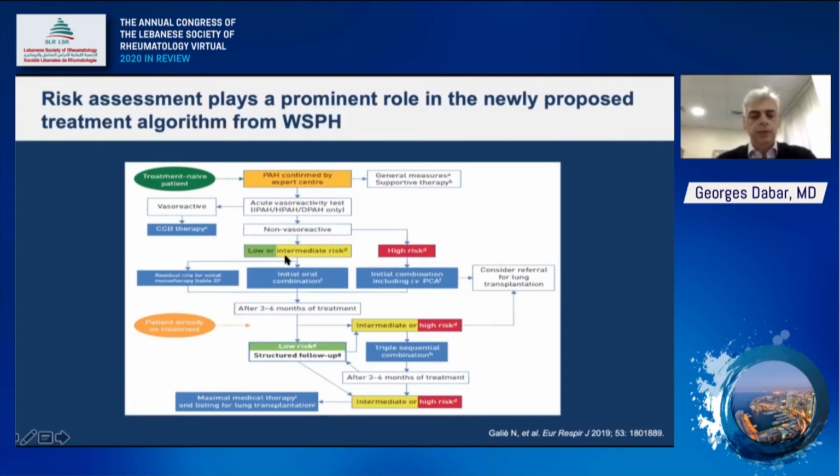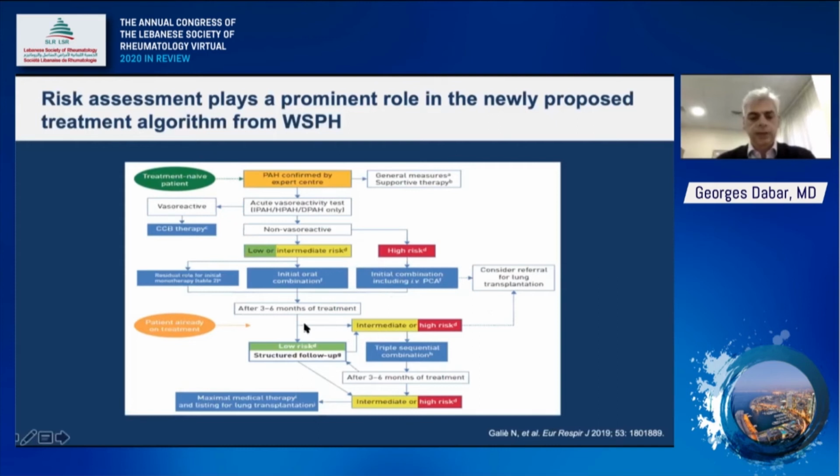If the patient is low or intermediate risk, we have to go with initial oral combination. We'll go over this in a minute. There is a very small number of patients that are still on monotherapy. There is a residual role for this initial monotherapy. If the patient is high risk, you may go into initial combination, including prostacyclin analog, or triple therapy, and you consider referral for lung transplantation.